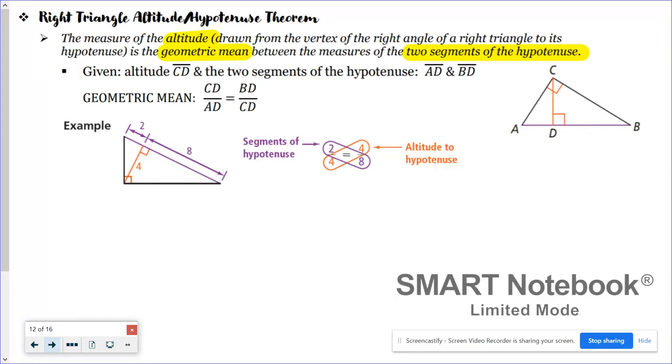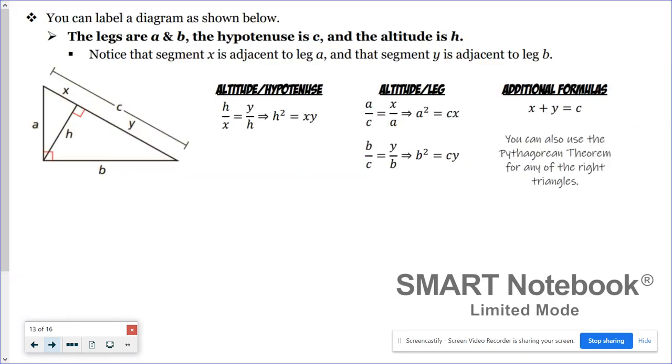Our investigation led us to all these relationships, which I have summarized right here. I would highly advise labeling a diagram. So leg A, leg B, the original hypotenuse is C, the altitude is H. A and X go together, so you've got leg and segment. And then B and Y go together, leg and segment.